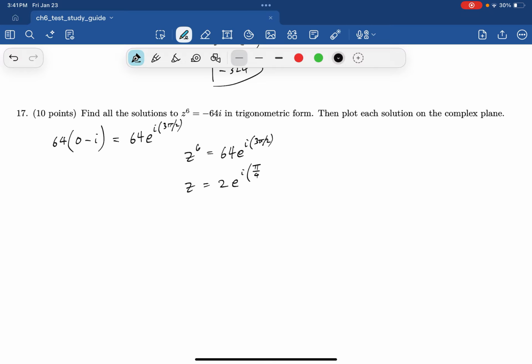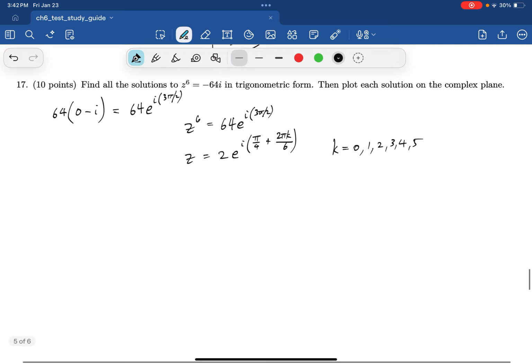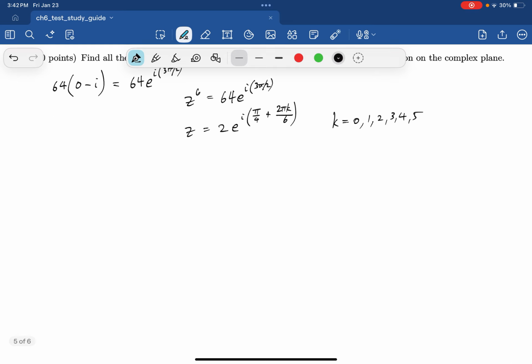Okay, you can convert that yourself. 3 pi over 12, pi over 4, and then plus 2 pi k over n, which is 6. Okay, and so that's going to be my answer, where k equals 0, 1, 2, 3, 4, or 5. So I get all 6 answers just by plugging in those values of k.